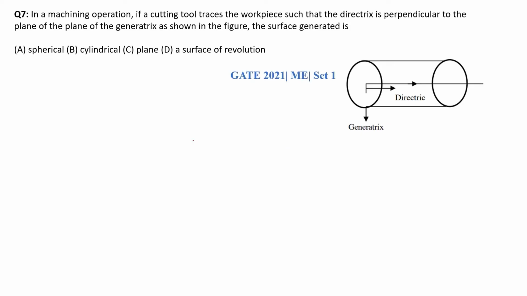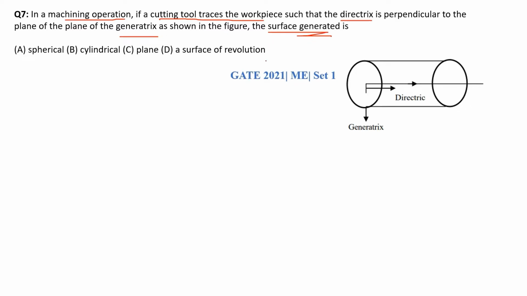Again from question number 7 from the GATE 2021 Mechanical Engineering Set 1, which is from the machining operation or the machining design subject. They are asking: if a cutting tool traces a workpiece such that the directrix is perpendicular to the plane of the generatrix as shown in the figure, the surface generated is?